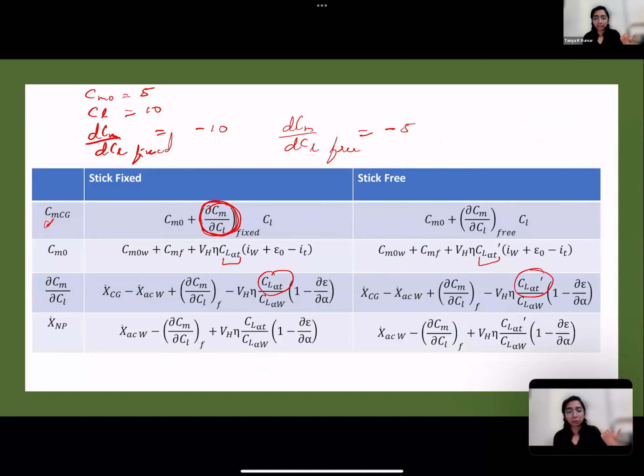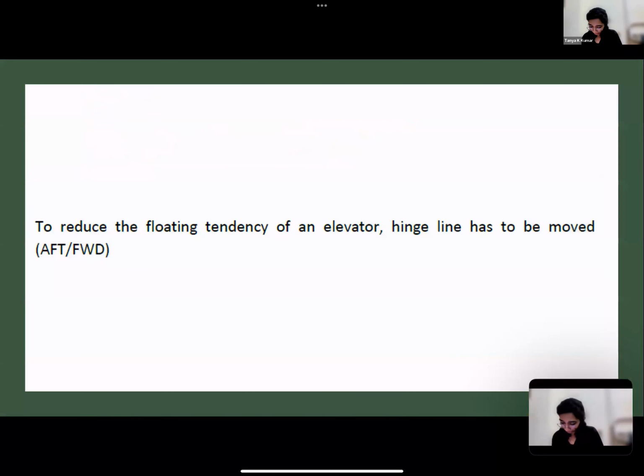Okay, so DCM upon DCL is different. CL alpha tail is different. It's mostly just CL alpha tail, even your X bar NP is just CL alpha tail prime. That is the only difference. The format, the pattern of the equations is the same. Okay. Now this is the question I asked in the previous session also.